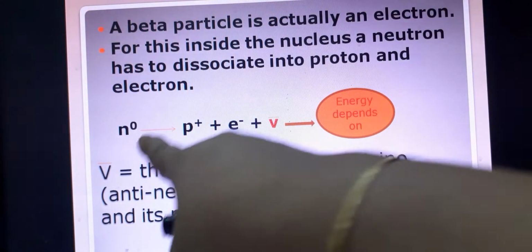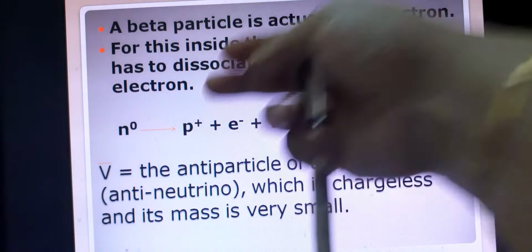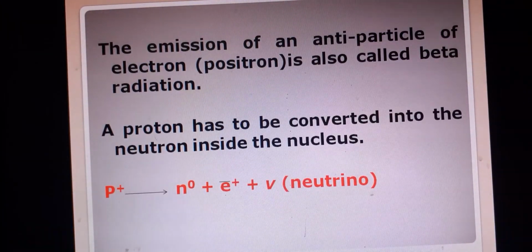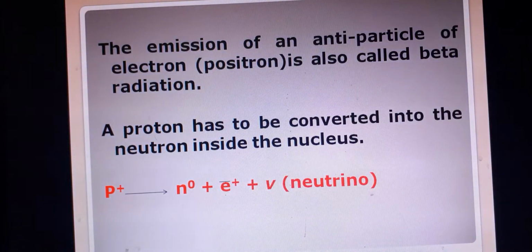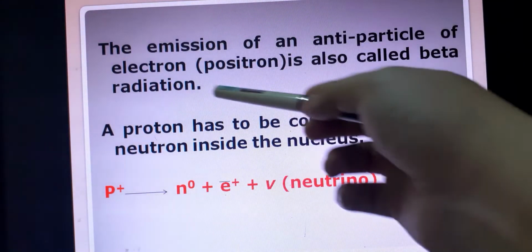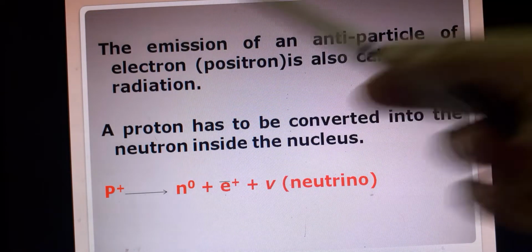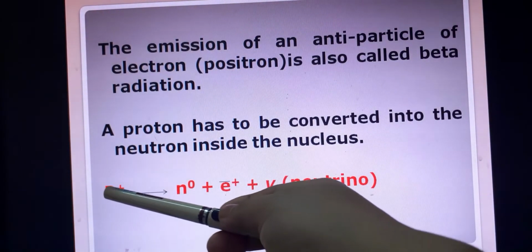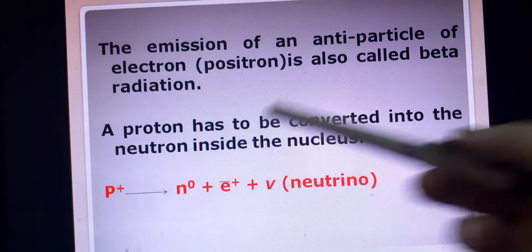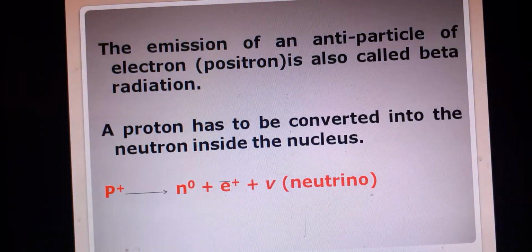This is the first case that I have told, where a neutron is converted into a proton and the number of protons increases. The second case is the emission of an antiparticle of the electron, called beta plus radiation. Here another thing comes in, that is the positron. The positron is the antiparticle of the electron. A proton has to be converted into a neutron inside the nucleus. This is the second case. The proton number decreases, converting into a neutron plus a neutrino, and this, I am saying, is the antineutrino, chargeless.